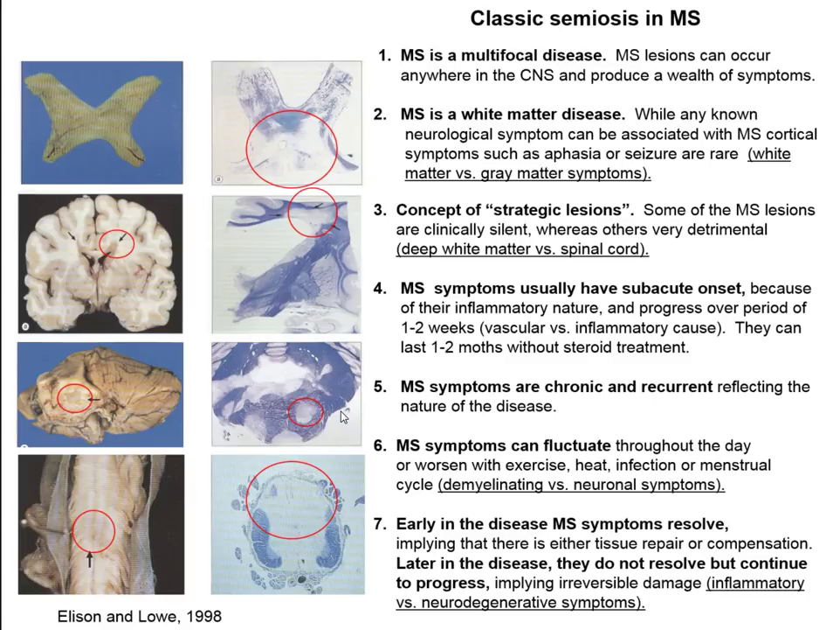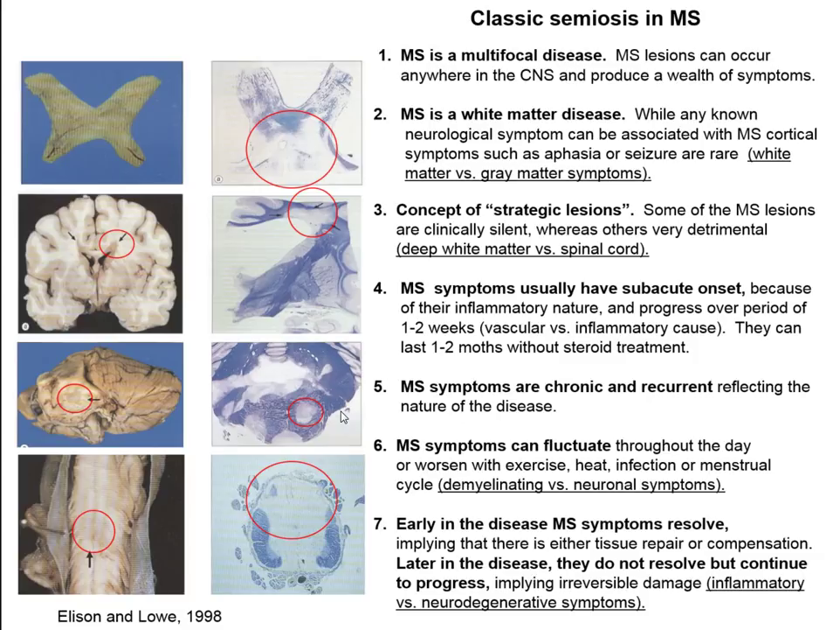There's this concept of the strategic lesion. Although some of the MS lesions are clinically silent, others are highly detrimental. For example, if you have a multiple sclerosis lesion that is located deep within the frontal lobe, you may not have any neurological symptoms that the patient is complaining of, nor any abnormalities on the neurological exam. However, if you have a multiple sclerosis lesion within the spinal cord, it is very likely that your patient is going to be having symptoms related to having problems in the long tracts.